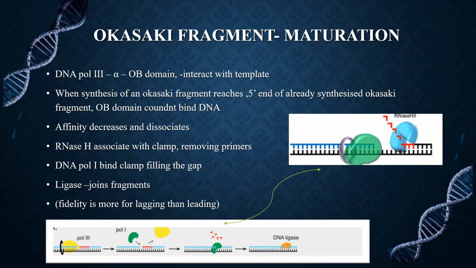Next, RNase H associates with the clamp and removes the primer, and later DNA polymerase I will associate with the clamp, hydrolyze the last ribonucleotide and deoxyribonucleotide phosphodiester bond, and fill the gap. Finally, ligase interacts with the clamp and joins the fragments. So, these are the steps in Okazaki fragment maturation and the last steps of elongation.